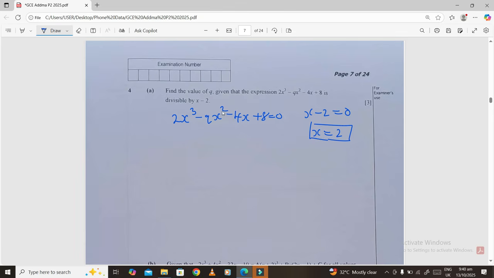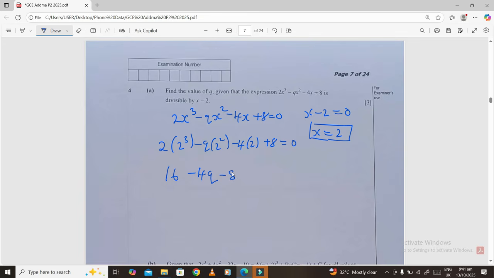Now we substitute in this equation. Wherever there is x, we put a 2. And this is how it's going to look like. Remember, we're solving for q. So this is what we are getting. This will be 2 power 3, it's 8. 8 times 2, that's 16, minus 2 power 2, it's 4, times negative q, it's 4q.